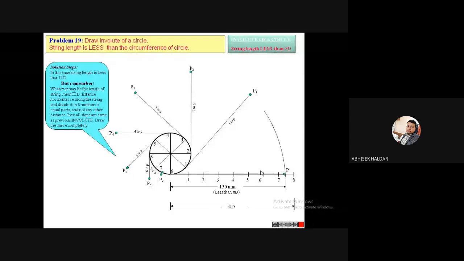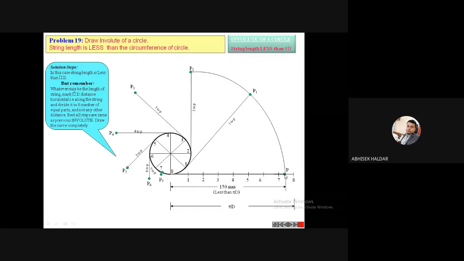You see, again another mistake students do. That's why again and again I'm telling. The first was divide this pi d into 8 equal parts. Second mistake that students often do, in this case, when string length is less than the circumference of the circle, they start the curve from this 8. Sometimes I have seen that they start this curve from 8, but that is wrong. Curve will start from this P, because P is the end point of the string. 8 is not the end point of the string. 8 is some virtual length, you can say. Practically I'm having string up to this P, so my curve should start from P. Is this clear?